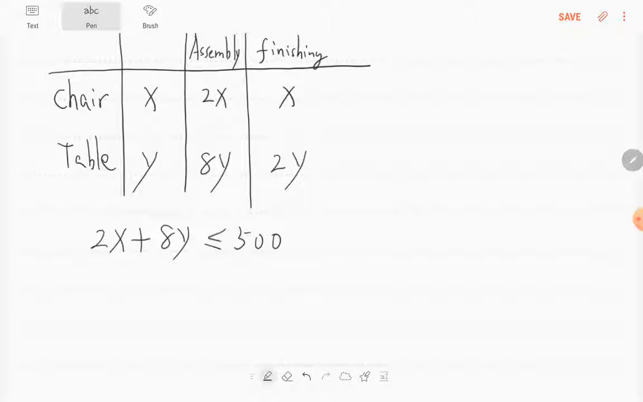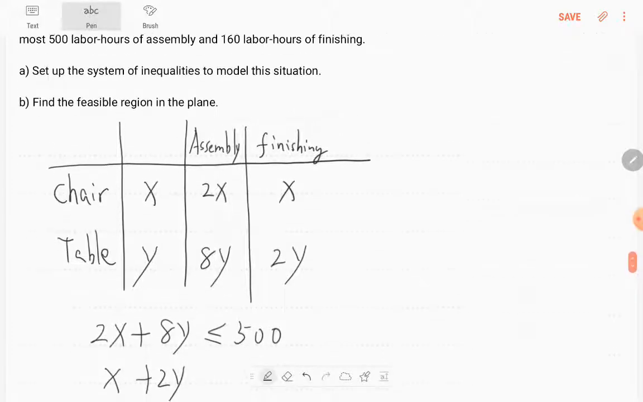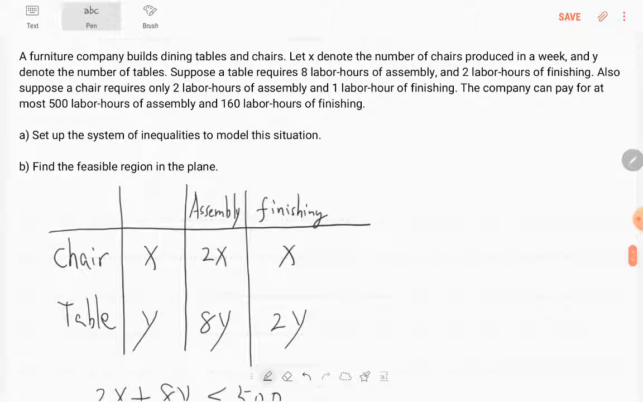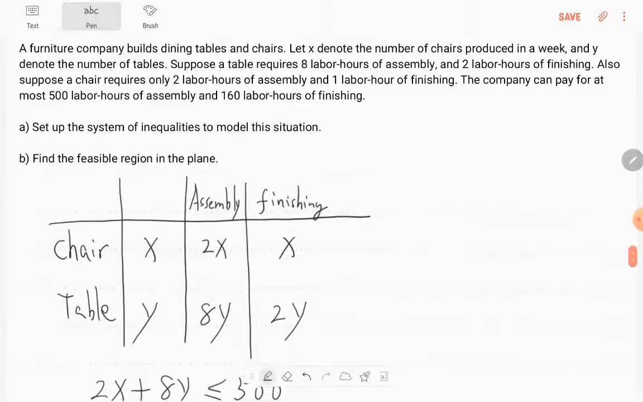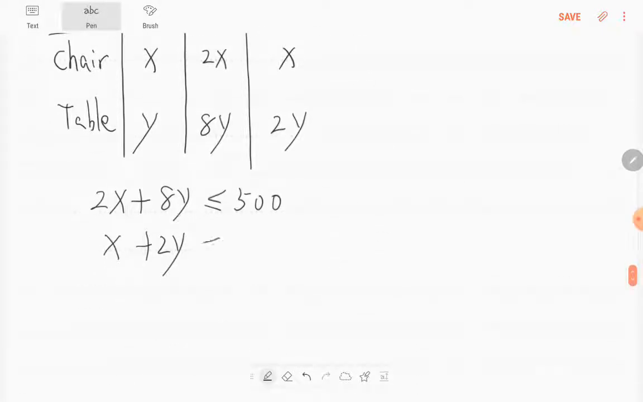Then the next one, the labor hour for the finishing, which is x plus 2y, right? And at most 160 labor hours of finishing, so it cannot exceed 160, so it's less than or equal to. So these are two inequalities.